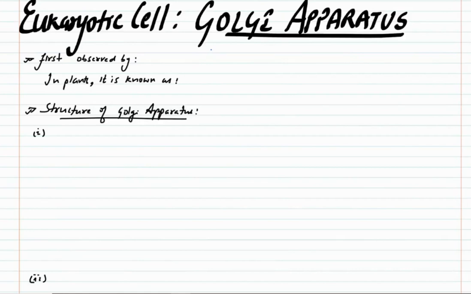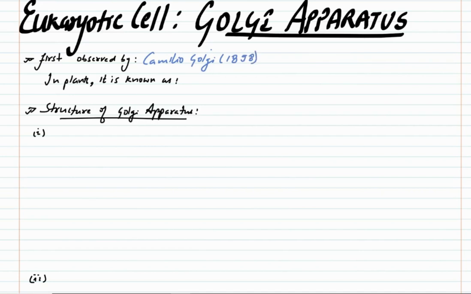In the previous video, we had discussed about endoplasmic reticulum. In this video, we are going to discuss about the next component of endomembrane system, that is Golgi apparatus. Golgi apparatus was first discovered by a scientist known as Camillo Golgi in the year 1898.